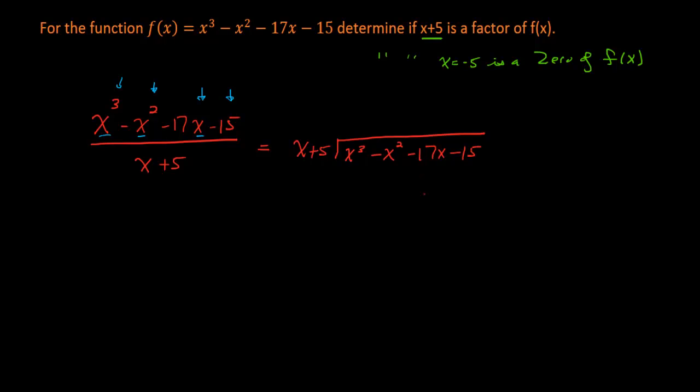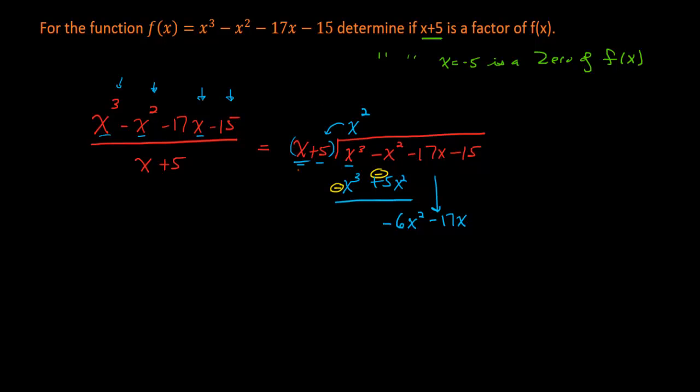Again, if you want to pause the video and come back after you've completed this and compare your answer to mine, that may be a good thing to do. Starting from the beginning, what times x gives you x cubed? That's x squared. We multiply the x squared times my entire divisor. So x squared times x gives me x cubed, and x squared times 5 gives me positive 5x squared. Now we have to change our signs because we are subtracting, so this becomes a negative and this becomes a negative. The x cubes cancel. Negative x squared minus 5x squared is negative 6x squared. Then we bring down the negative 17x.